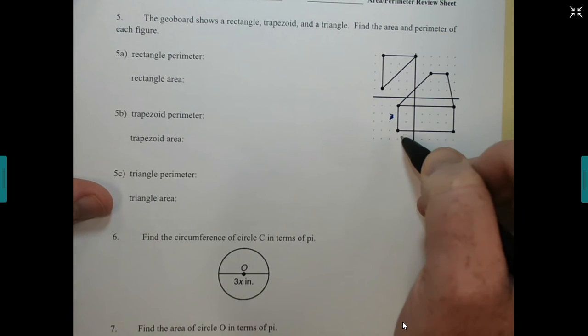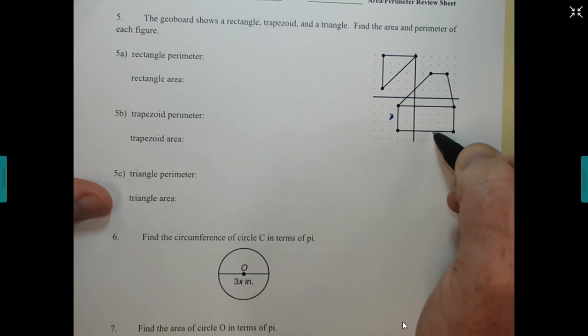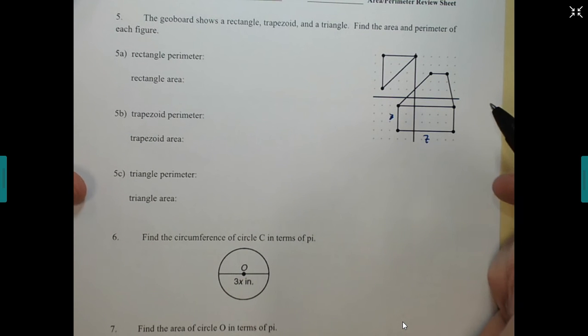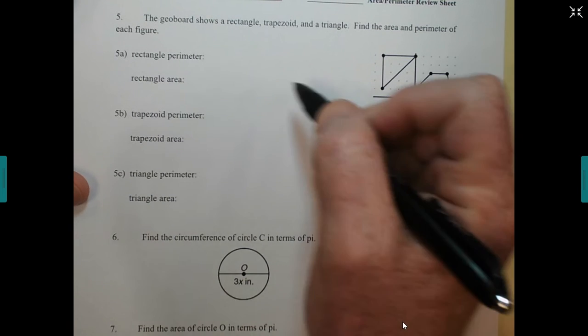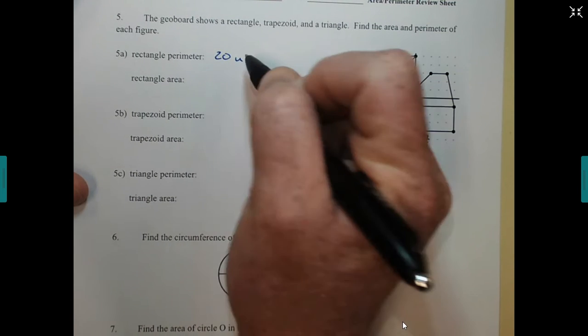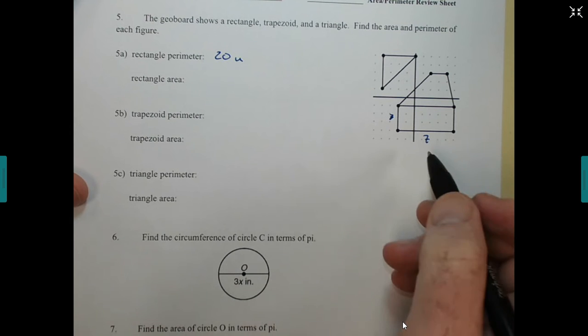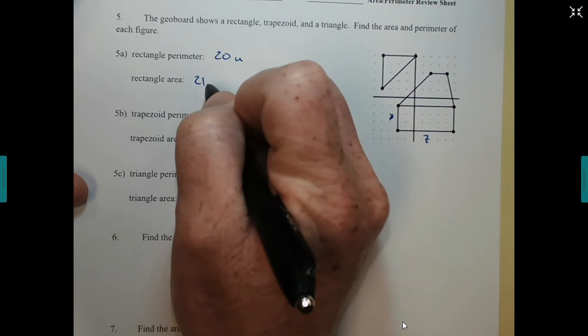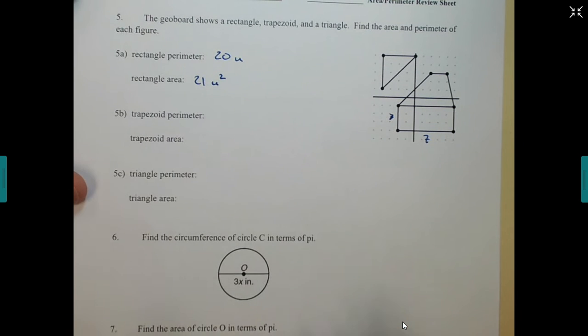So that's 3. Rectangle is 3 by 7. So the perimeter would be 10 plus another 10, 20 units. All right. The area is going to be 7 times 3, which is 21 units squared.